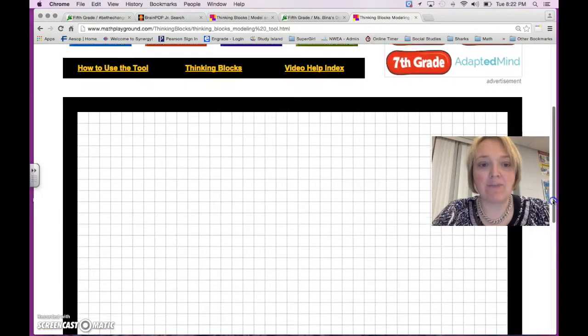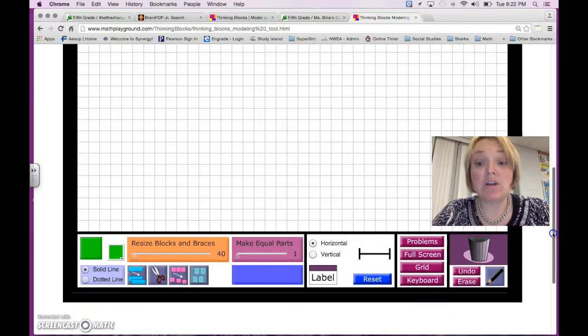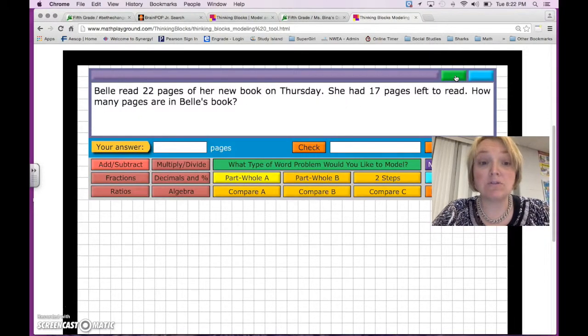And we'll have a graph paper up. And right now it's just a blank canvas. So you can model your own problems from a test or a practice that I give you, or if you just want to practice word problems, which would be a great idea to do. You're going to go down here where it says problems and hit problems, and it looks like nothing happened, but it did. If you scroll up, you can see if we want to put our own problem in, we're going to hit the blue button. If we want to use their problems, we're going to hit the green button. So we'll use their problems.